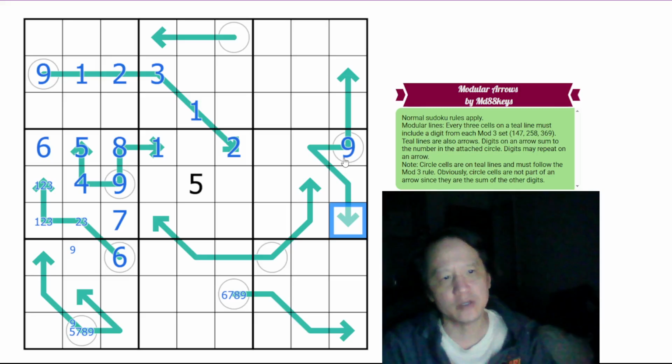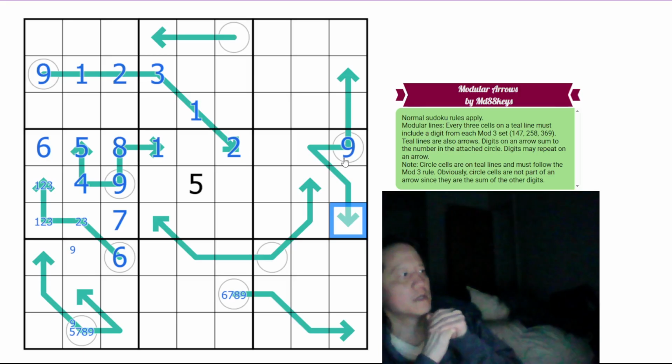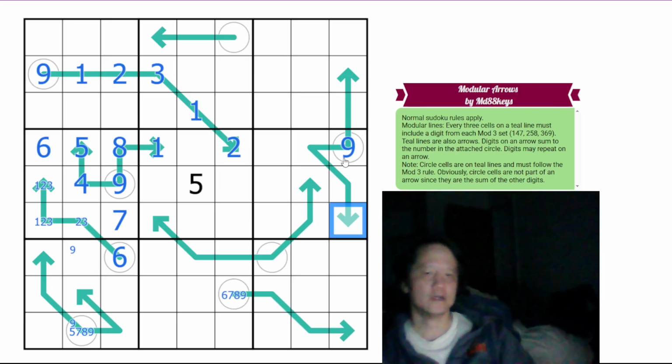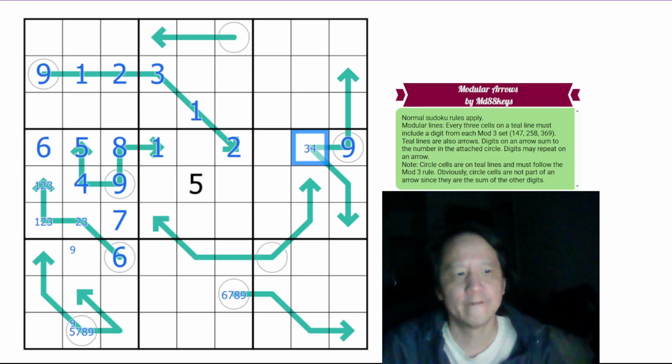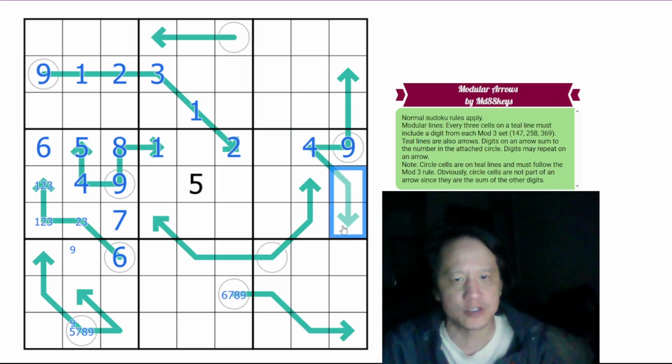This has to be. So it cannot be 1, 2. It could be 1, 2, 6. Cannot be 1. It could be 1, 3, 5 also. Huh. So this digit has to be specifically 3 or 4. Cannot be 3 because that's the same modulo set as 9. So this has to be 4, which forces this to be 2 and 3.